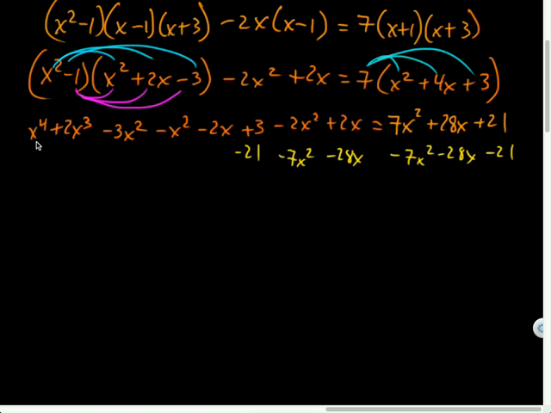X to the 4th has no friends. X cubed: I have no other x cubed, so x to the 4th plus 2x cubed. That's what I've got.